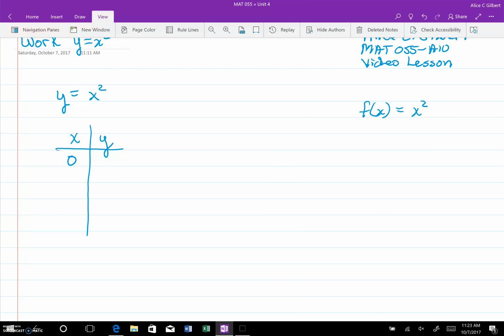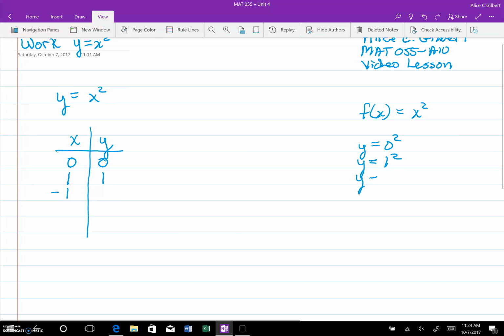I'm going to say let x equal 0. So if x is 0, y equals 0 squared. Well, 0 squared is 0, so that means y is 0. Let's say I'm going to pick 1. If x is 1, 1 squared is 1. Then let's say I pick x to be negative 1. I'm just randomly picking these. If x is negative 1, then negative 1 squared is 1.